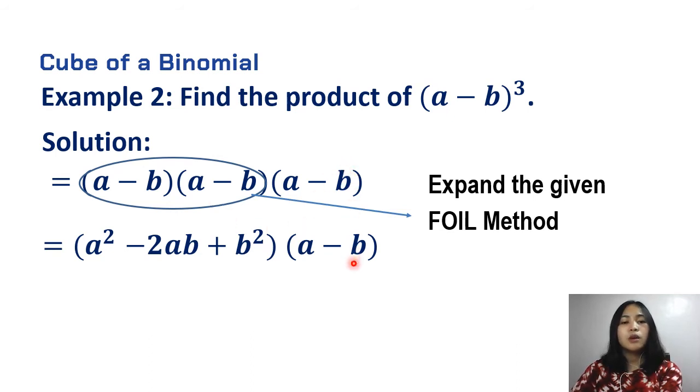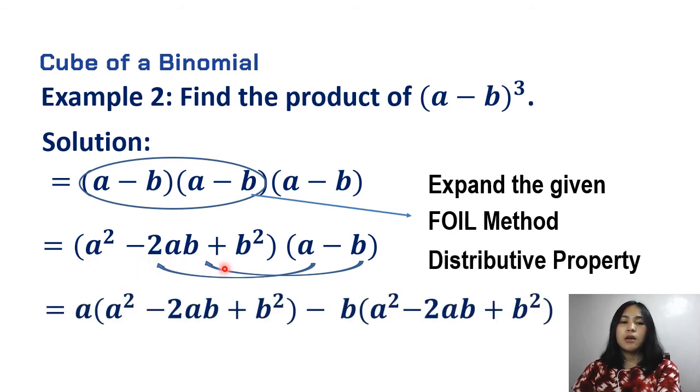And we have to copy the a minus b. Now next, we have to use the distributive property. So, distribute a to this, and b as well: distribute to a squared minus 2ab plus b squared. Now, let's do the distribution.